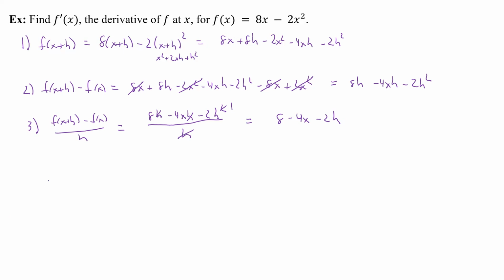And now step 4 said we find the limit. So we're going to take the limit as h approaches 0 of 8 minus 4x minus 2h. And when we do that, we just plug in 0 because it's a polynomial. And when we do that, that goes away and we just get 8 minus 4x. And that's going to be our derivative. So f prime of x equals 8 minus 4x.